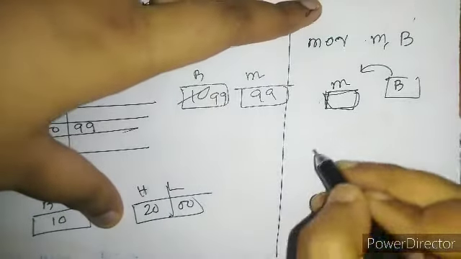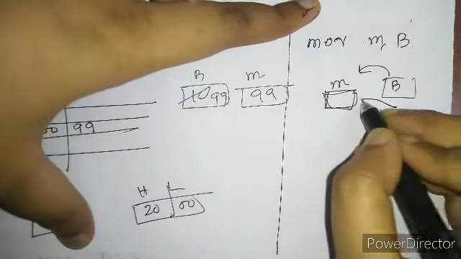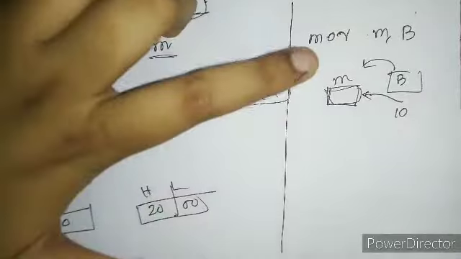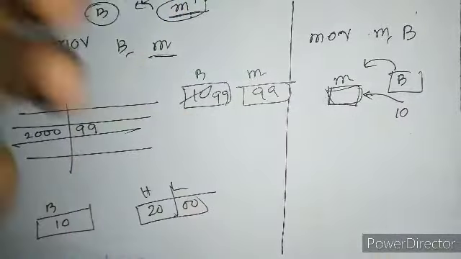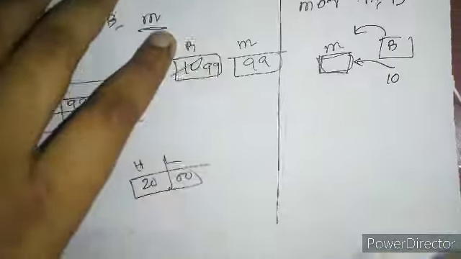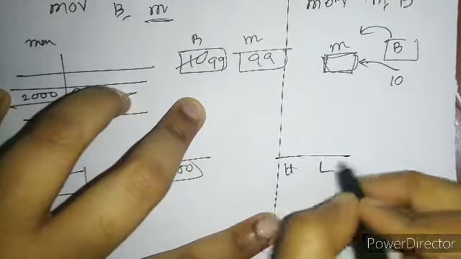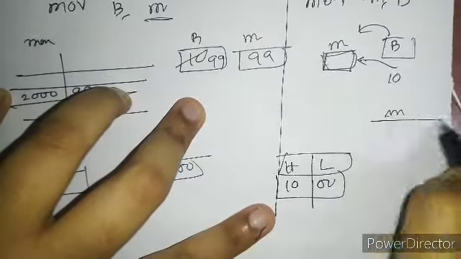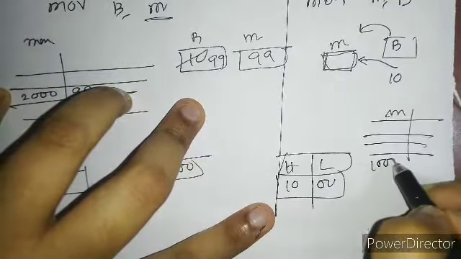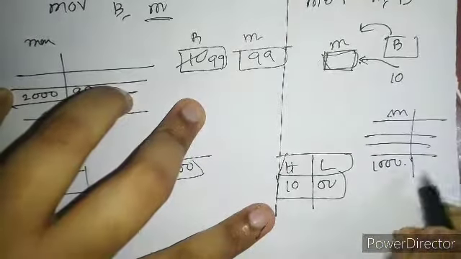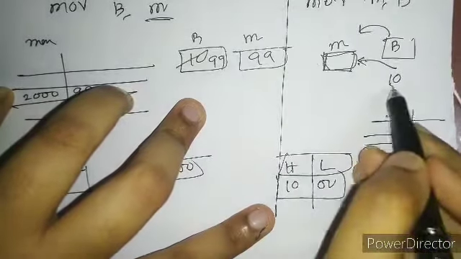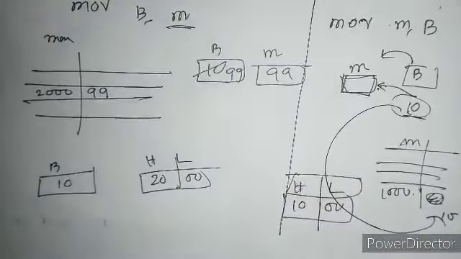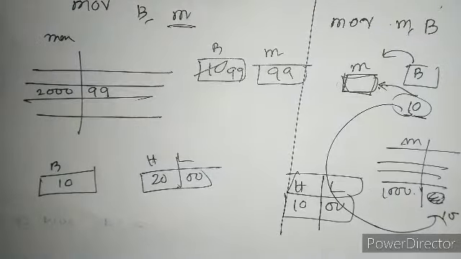So, suppose B has 10, we need to send the data to M. But first, for that, I need to know where this M is. I have to send the data to a particular address. First, you have to find the HL pair. So, the HL pair is 1000. So, go to memory and find location 1000. Then, there is something there or maybe not. You have to send the data 10 to 1000. This is what the MOV or move instruction is used for.